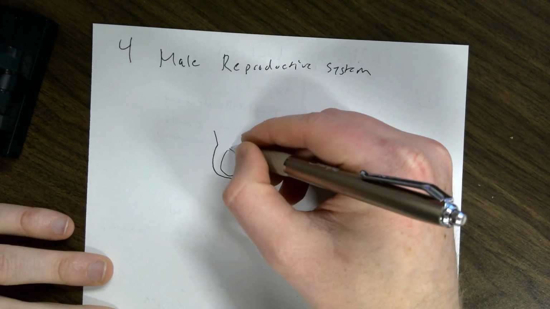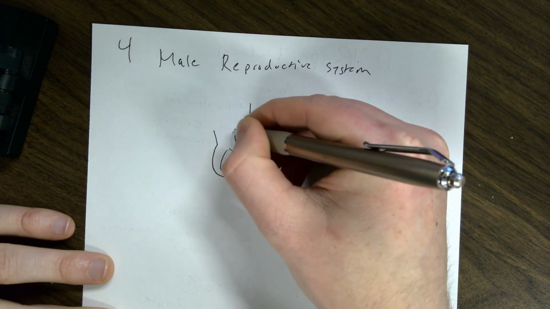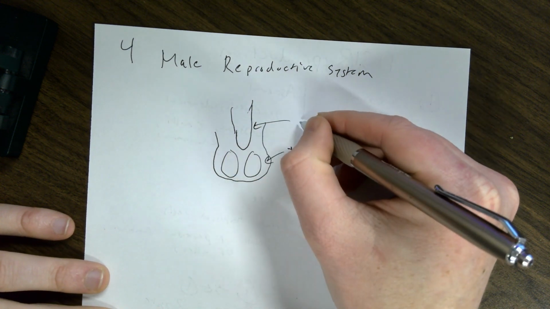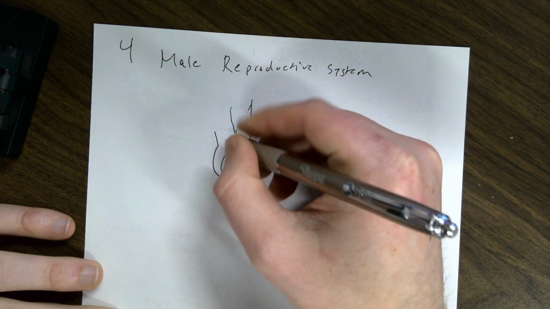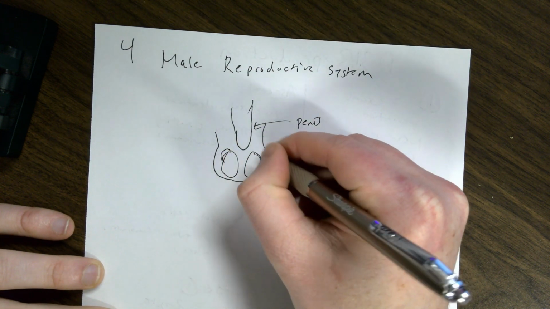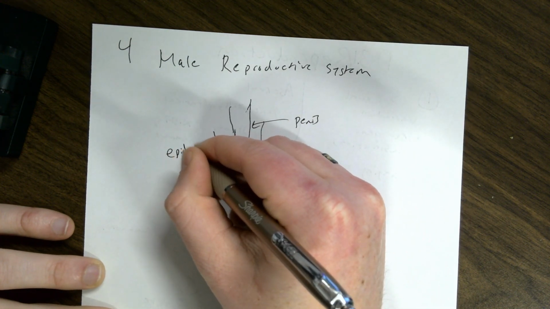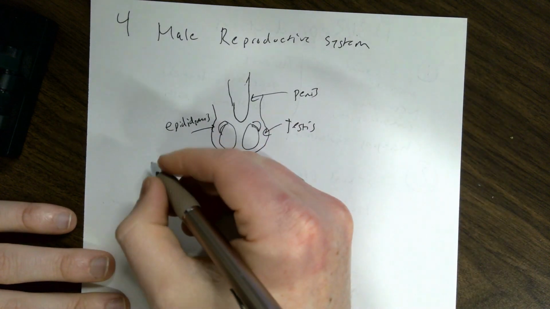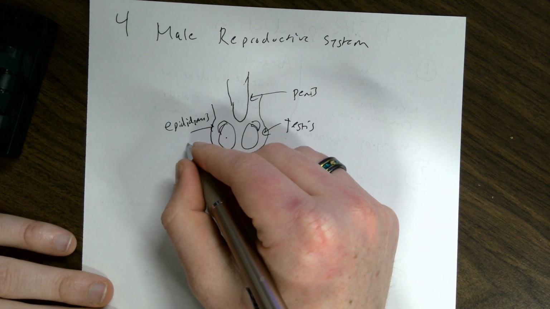And then in the middle, if you draw it from the front view, then in the middle you have the penis. And so off of the testes, you have two things. You have the epididymis. And so the epididymis is where sperm matures. The testes is where sperm is created. The epididymis is where it matures.